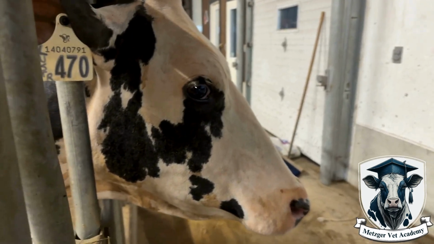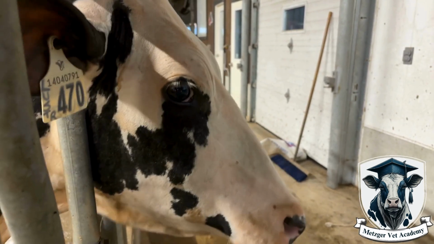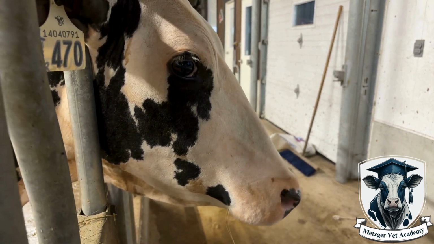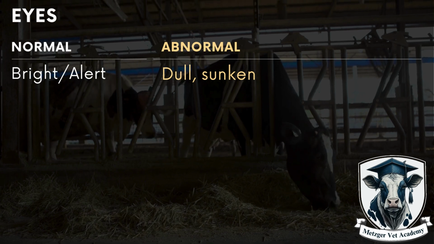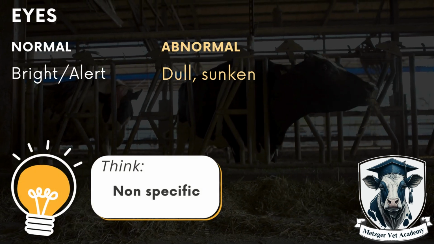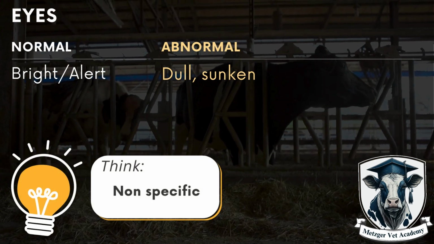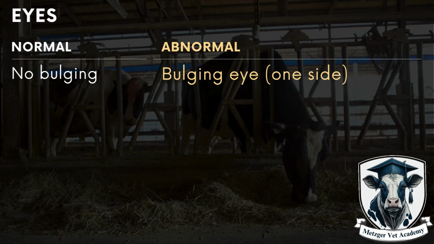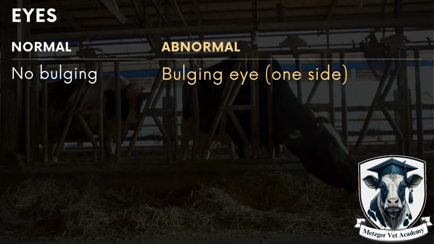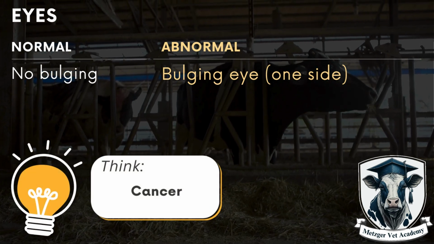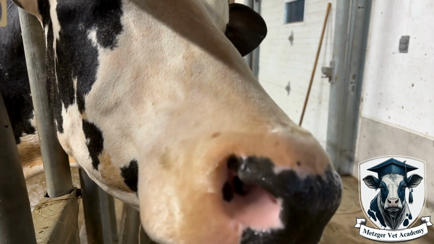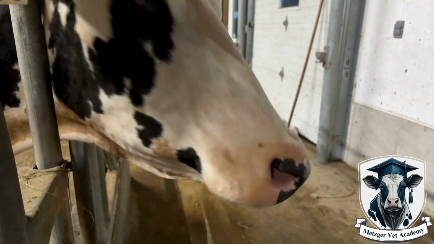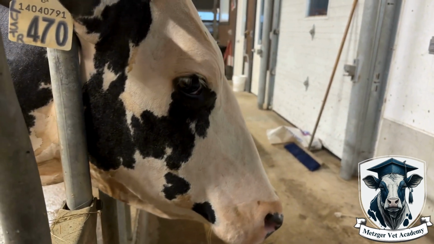The cow's eyes should be clear, alert, and bright. If they are sunken in, you'll want to find out why the cow is sick by finishing the rest of the physical exam. If the eyes are bulging, that can also be a problem. An eye bulging on one side in an older cow is commonly associated with cancer when there is a tumor behind the eye. A normal nose will have no discharge or a mild amount of clear discharge. An abnormal nose will have white, thick discharge and should make you think of pneumonia.